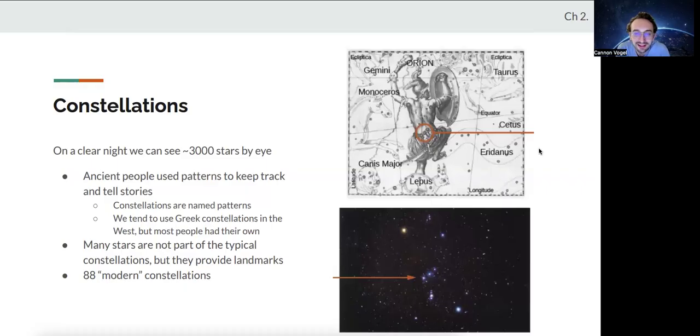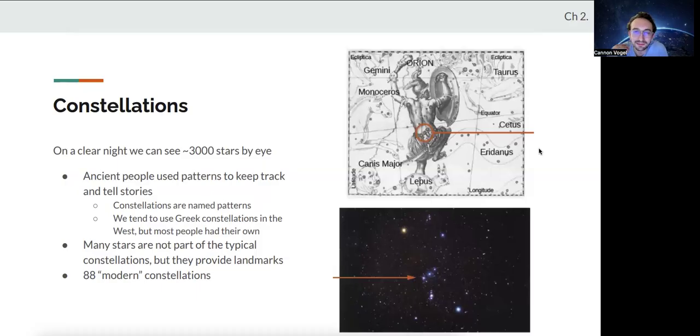But today we have the 88 standard constellations that we think about in the sky, most of which come from the Greeks. And then the ones in the southern hemisphere, a lot of them come from random European explorers who went down there to map star charts for themselves.